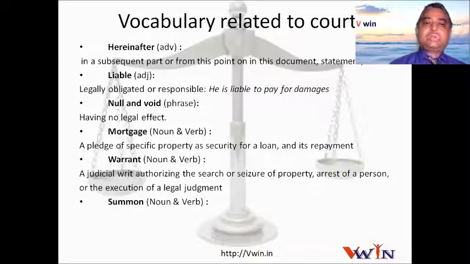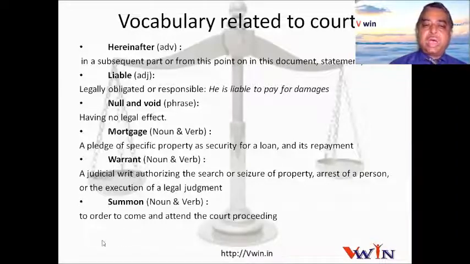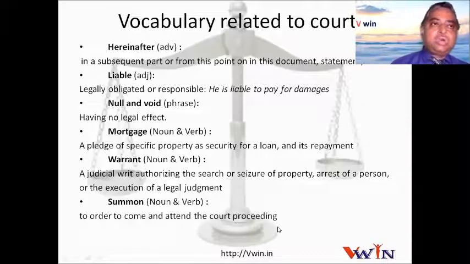Summon. Summon is also used as noun and verb, and as a verb, it means to order to come and attend the court proceeding. So, for example, the court summoned the politician in that case. Means court ordered that politician to come and attend the court proceeding. As a noun, it is like the court sent a summon to that politician.